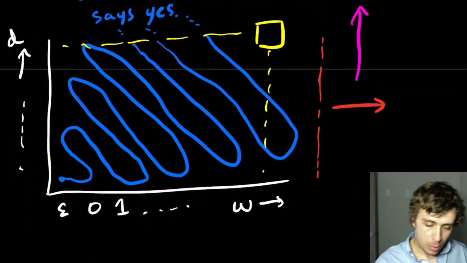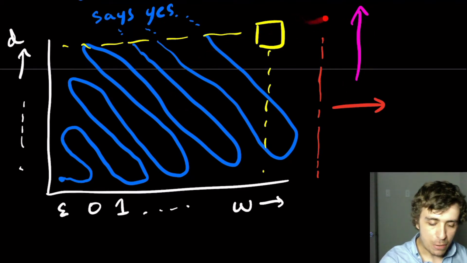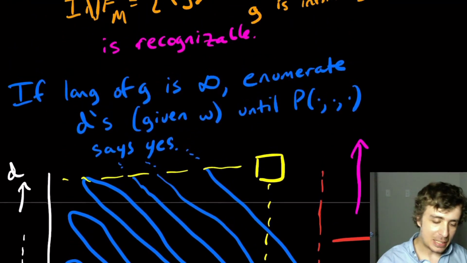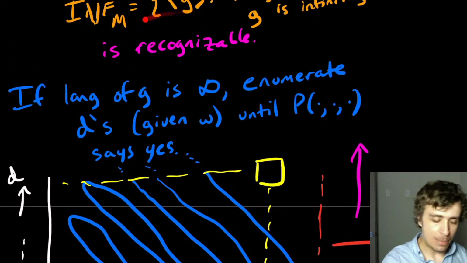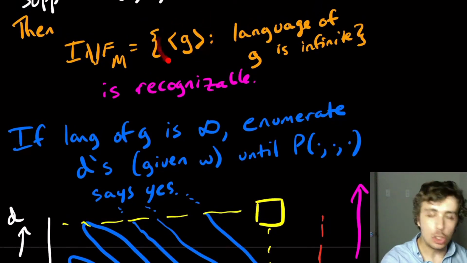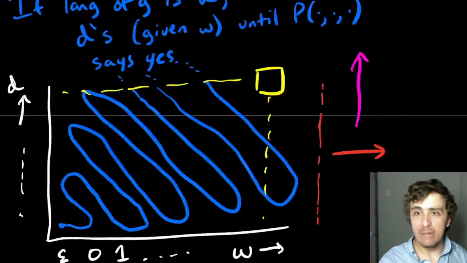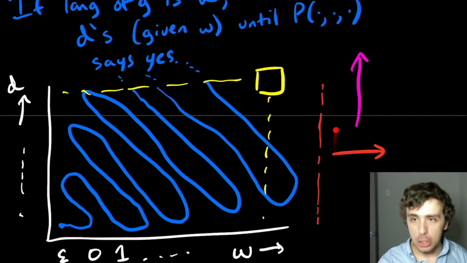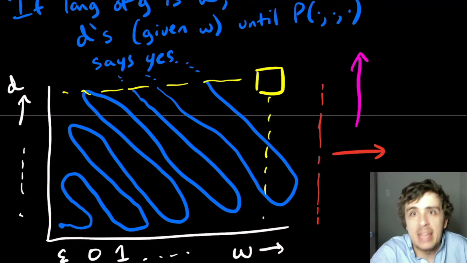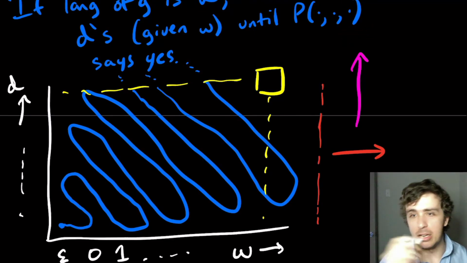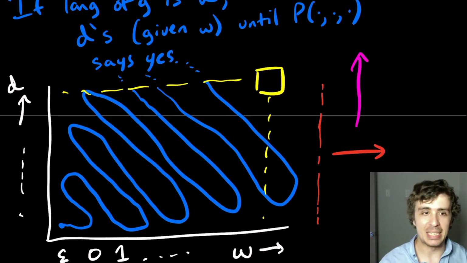I'll never find a square where the predicate says true, but that's okay, because all I'm doing here is recognizing whether or not G is in this set at all. If G is in this set, which means its language is infinite, eventually I'll find the corresponding square for all sufficiently large W. As long as I find one, that's fine. But eventually I must find it if the language of G is infinite. I know I'm saying it over and over, but it's important that I say this.